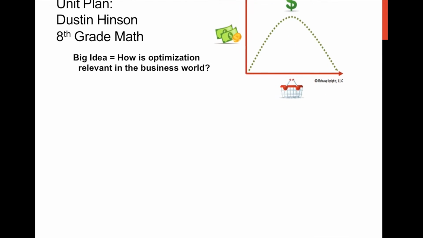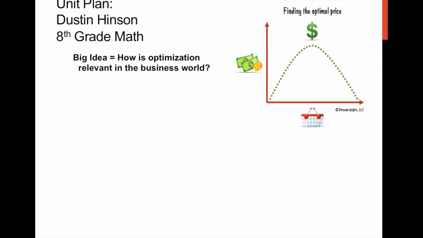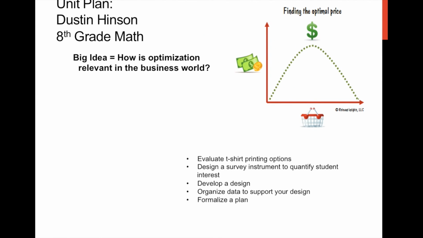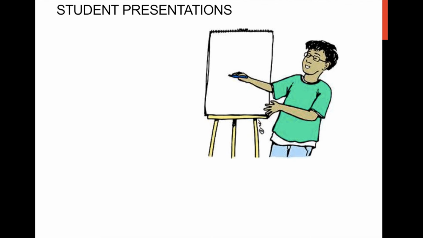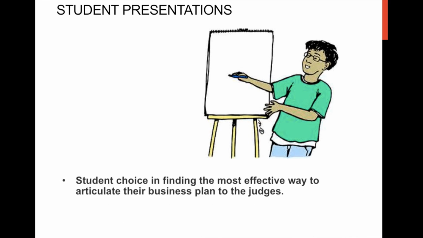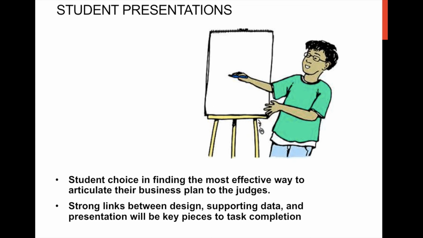For my 8th grade pre-algebra unit, the big idea and focus will be optimization to produce a winning business model. I want my students to have an understanding that optimization is relevant to any successful business. For the challenge, students will design a t-shirt for the 8th grade class. They will be responsible to research and develop a design, support their optimized design through data collection and displays, and then assemble all of the work into a business plan to pitch to potential investors.